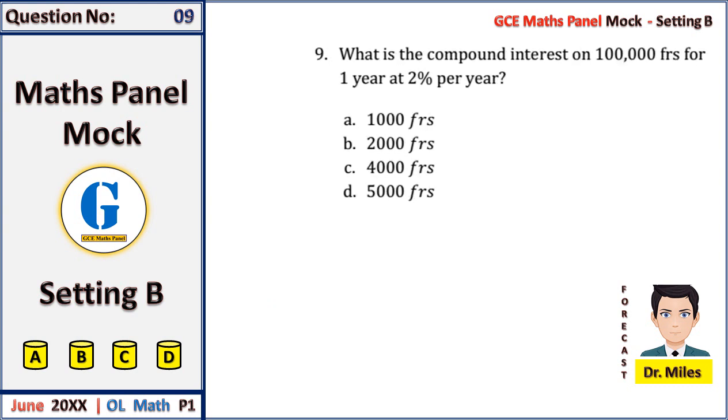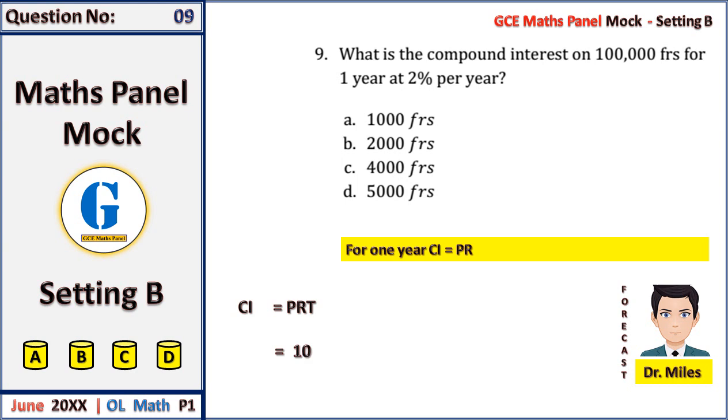Question 9. What is the compound interest on 100,000 francs for 1 year at 2% per year? For 1 year, compound interest is just equal to principal or investment times rate, and this gives us 100,000 times 2% times 1, which is 2,000.